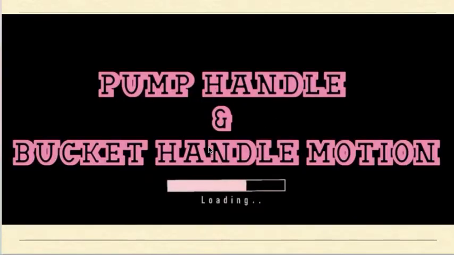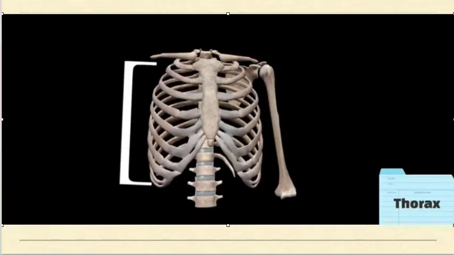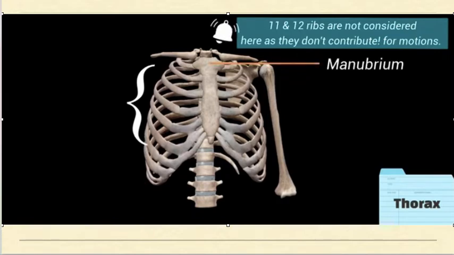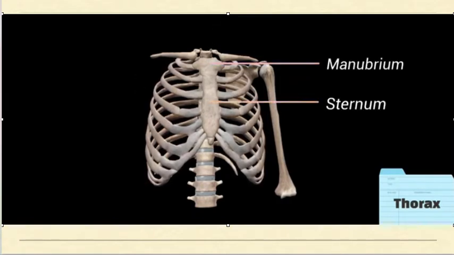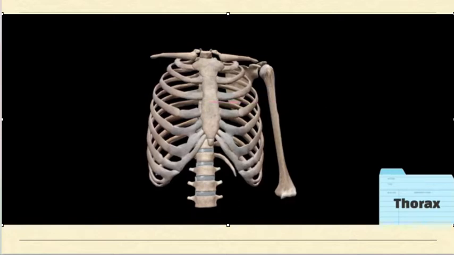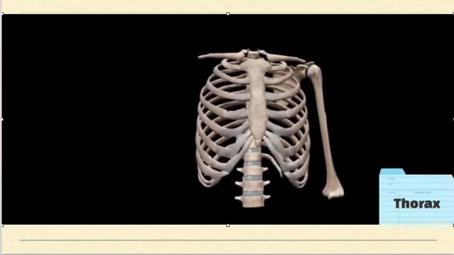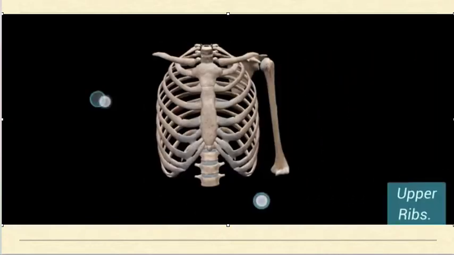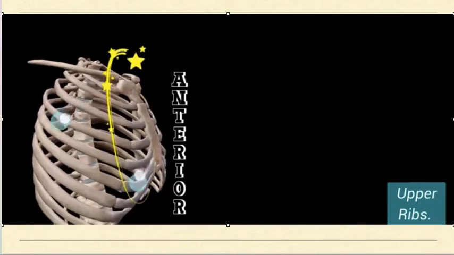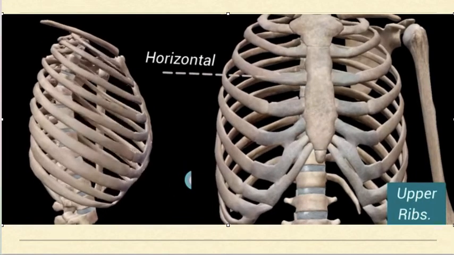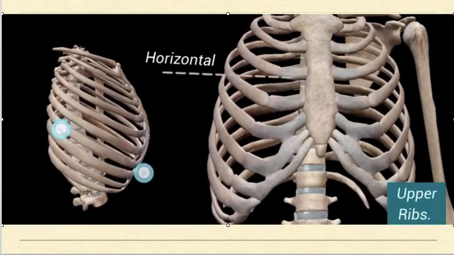Now, have a look at the pump handle and the bucket handle motion. So this is the thorax and the ribs. The upper ribs, and the lower 8th and 9th ribs. We have the manubrium over here, the sternum, and then we have the costocartilages. This is the anterior part. This is the manubrium sterni, placed like this. Then you can see this is the horizontal movement.